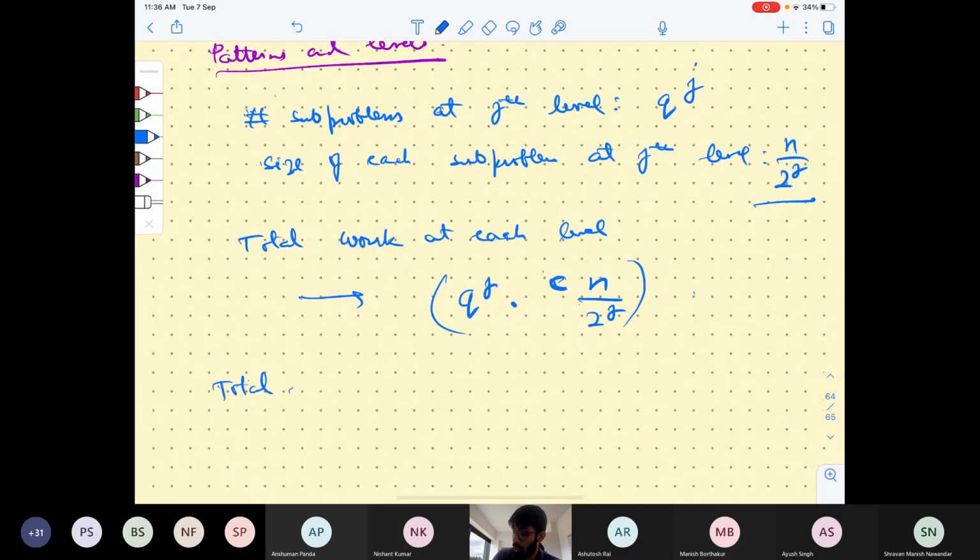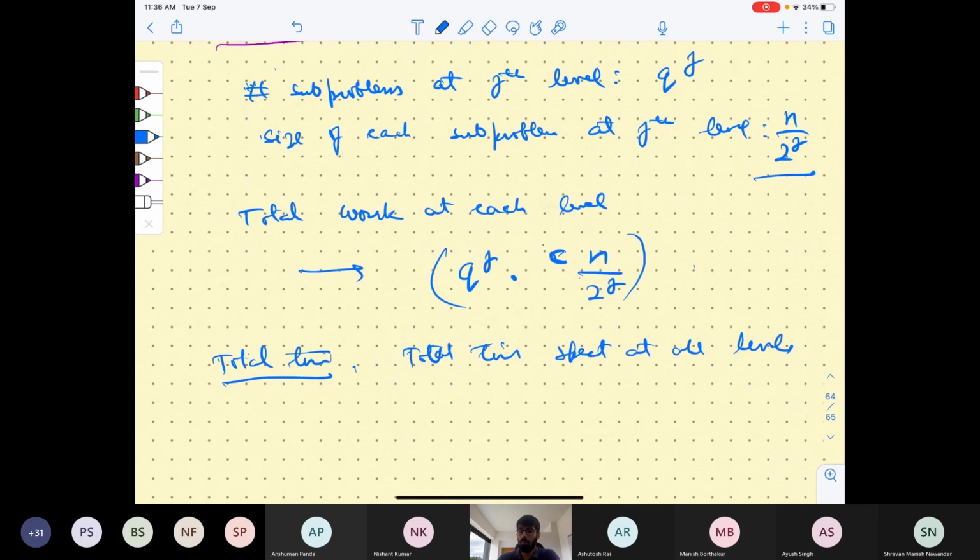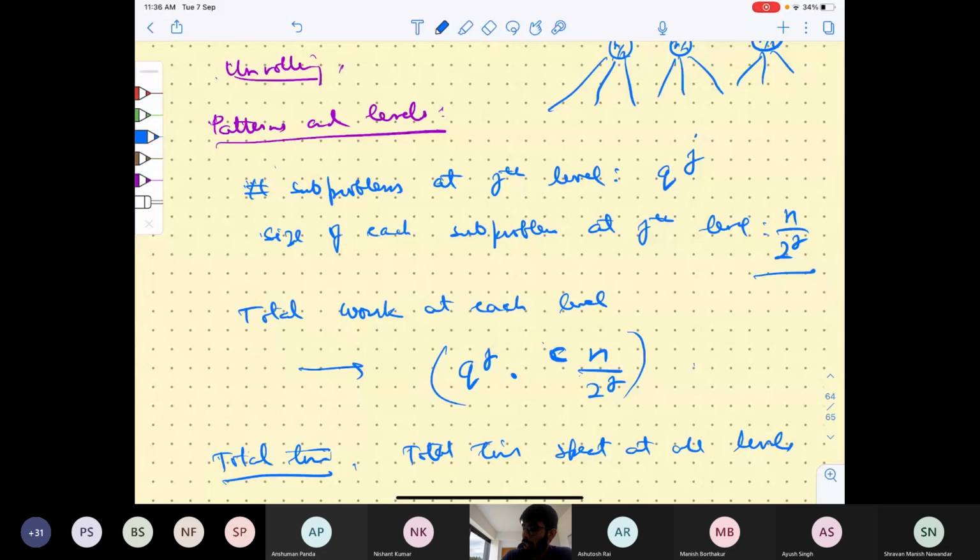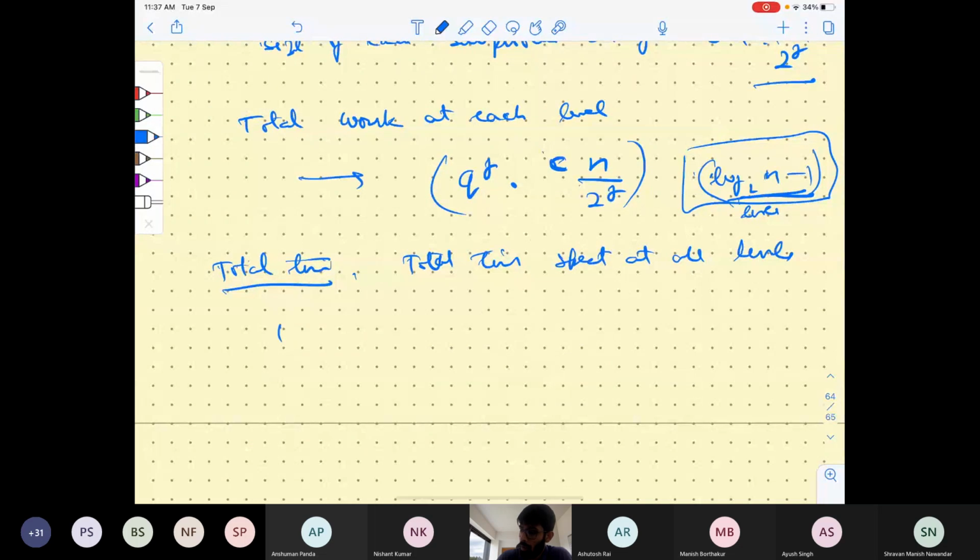So what is the total time? It is the total time spent at all the levels. The number of levels is going to be log base 2 of n, but the last level is going to be log base 2 of n minus 1, because you stop at 2, you don't go till 1, since the base case is 2. So now what do we get? T(n) is equal to the summation from j equal to 0 to log base 2 of n minus 1 of q over 2 to the j, times cn.